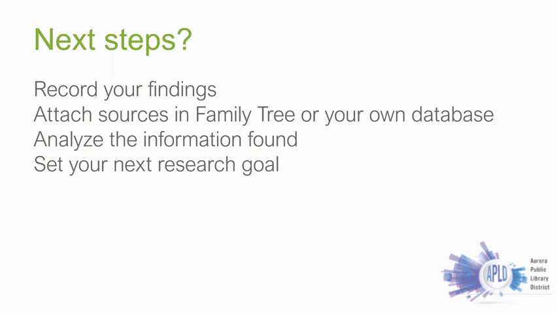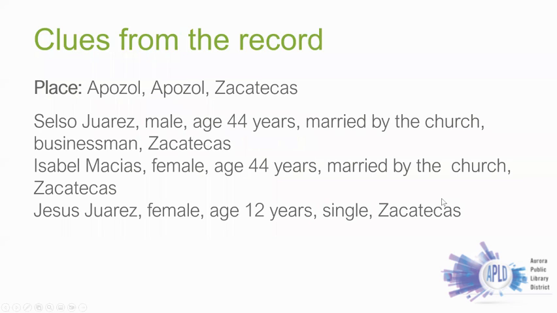Your next thing you're going to want to do is analyze the information that you've found and see what kind of clues it'll provide you, and then set your next research goal. So let's take a look at our clues here. So we know in the census they were living in Aposol in Zacatecas. We know that Celso is about 44, and they were married by the church, and it says he's a businessman born in the state of Zacatecas. As for Isabel, she is about 44 as well, and also, because they're spouses, they were married in the church and from the state of Zacatecas. And the daughter, Jesus, which can be male or female, is age 12 and not married yet.